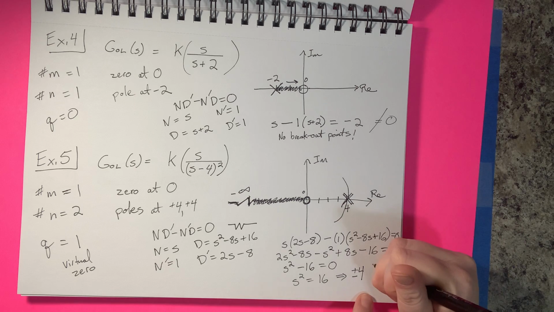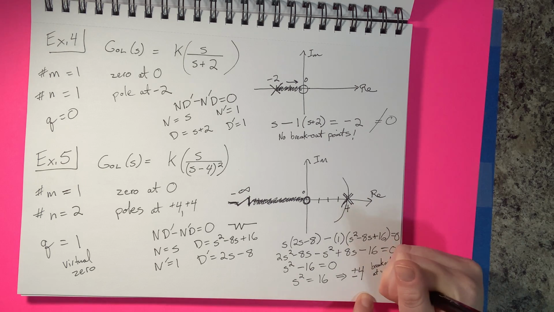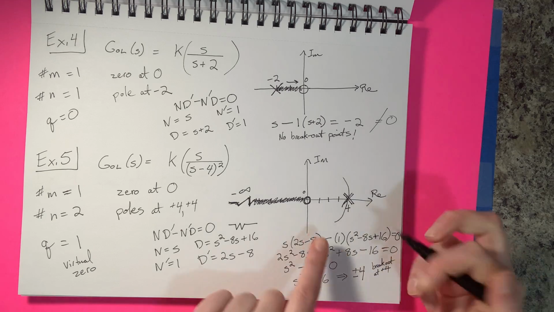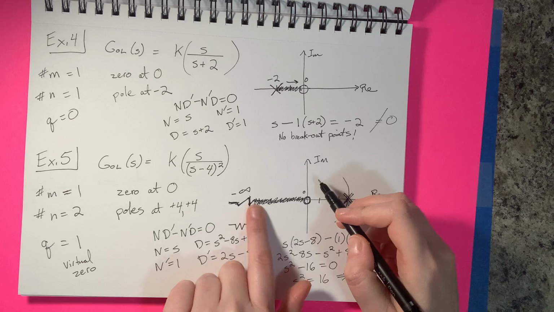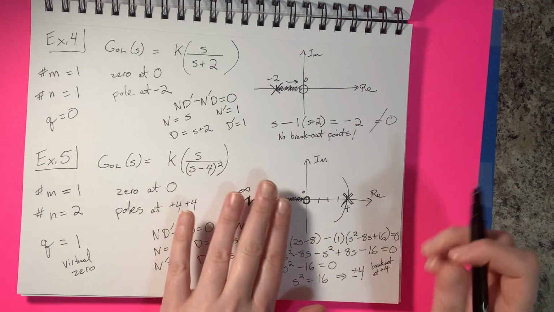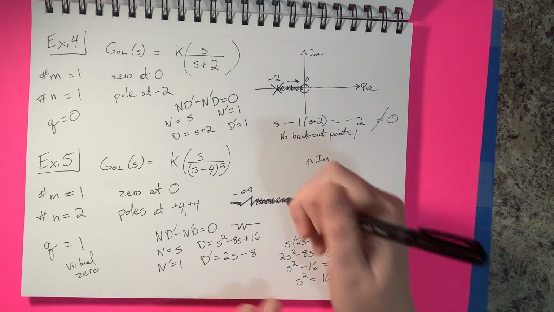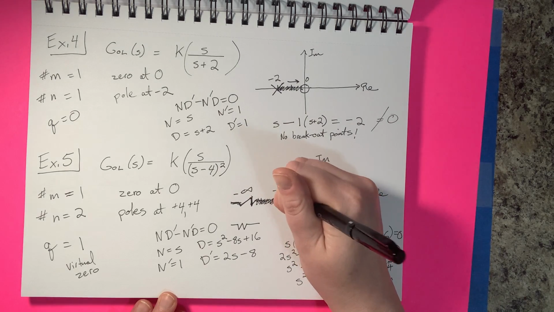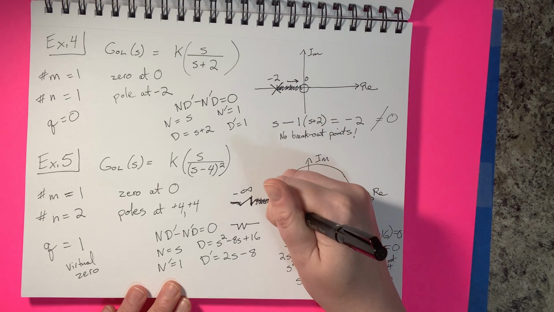So we break out at positive 4, but we're going to break in, since this is the left hand plane here, all this is negative, we're going to break in at negative 4. Okay, so over here at negative 4, that's where we're going. So just move over here.